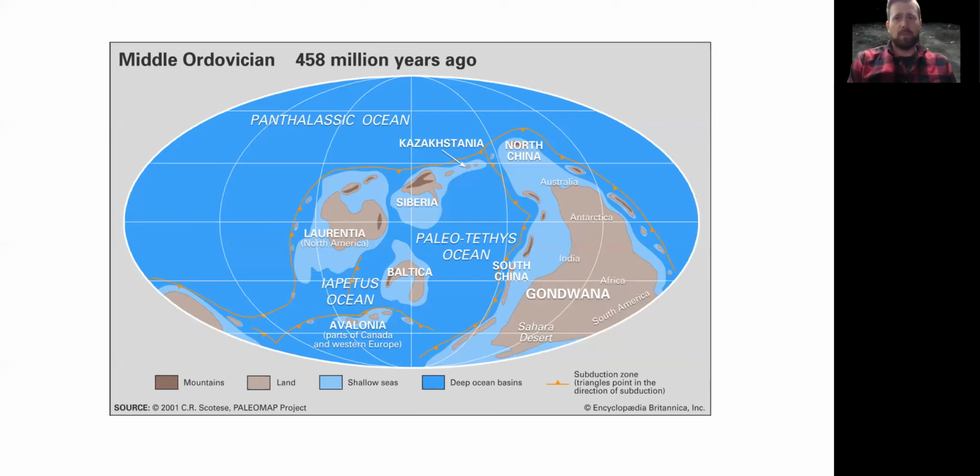Just for example, here's the Middle Ordovician, which is a nice representation of generally what things were like in the mid-Paleozoic or early Paleozoic. Notice that Laurentia, or Central North America, is straddling the equator and rotated about 90 degrees, where our current east coast would have been our south coast at the time.